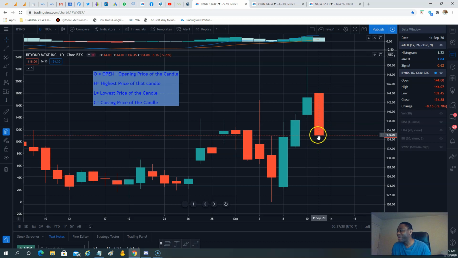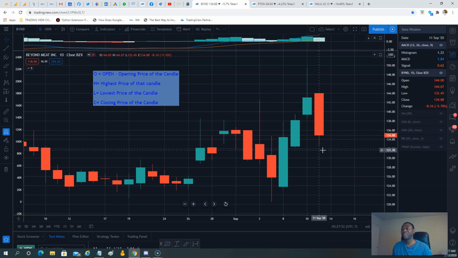Here we have a lower shadow. What's the size of the lower shadow? That's going to be the distance between the open and the low, right? The open is 144, the low is 132.45. So that distance is almost $12. Yeah, $11.55 exactly. That's that on here, folks.